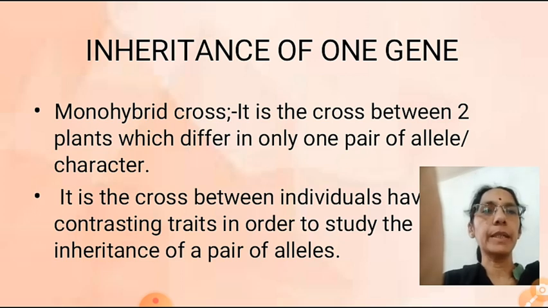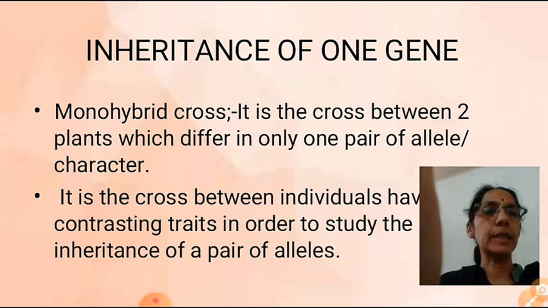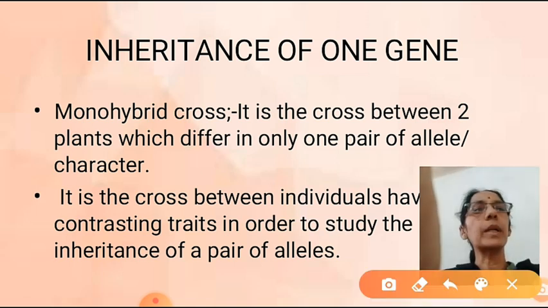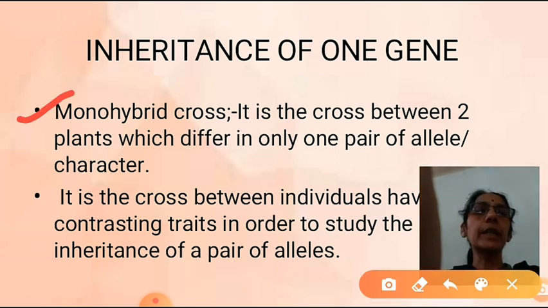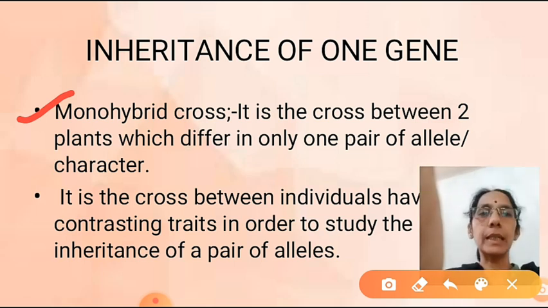Yesterday, we studied what inheritance is, variations, why Mendel selected the Pisum sativum plant for his experiments, and then about certain terminologies. Today, let us discuss the inheritance of one gene, also called single gene inheritance. In this, the first one is the monohybrid cross. You know very well that mono means single.